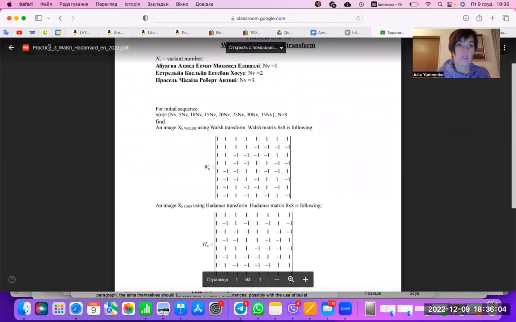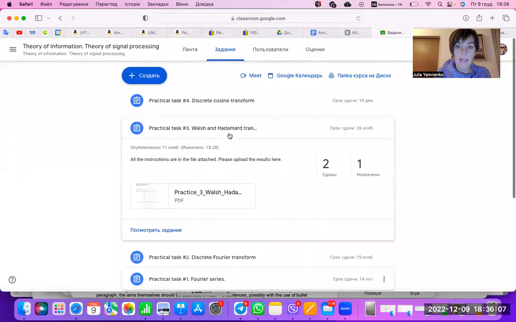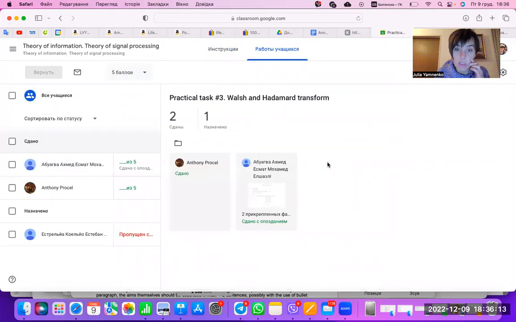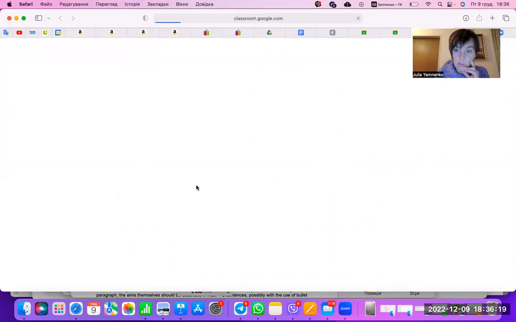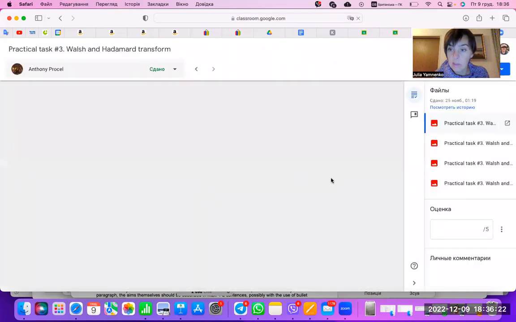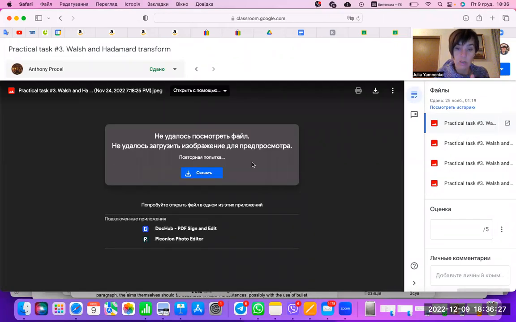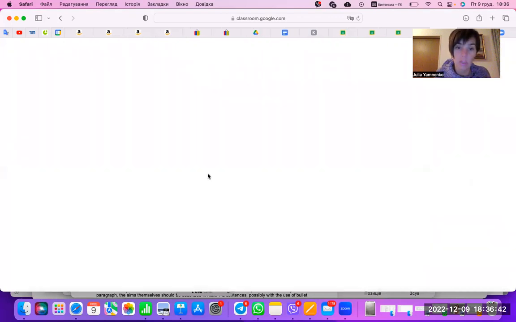So now the instruction is uploaded correctly. If we look at the task, for example, for Anthony, there are 4 attached files: practical task number 3 and 4 sheets of paper, but it is not downloading. I cannot download it. I don't know why, but Anthony, next time please upload it as one file, or maybe send it to me directly, because now I have to upload each of these sheets separately.